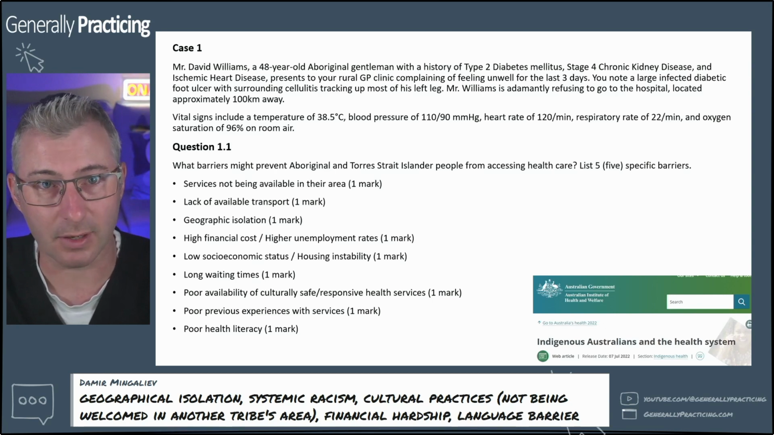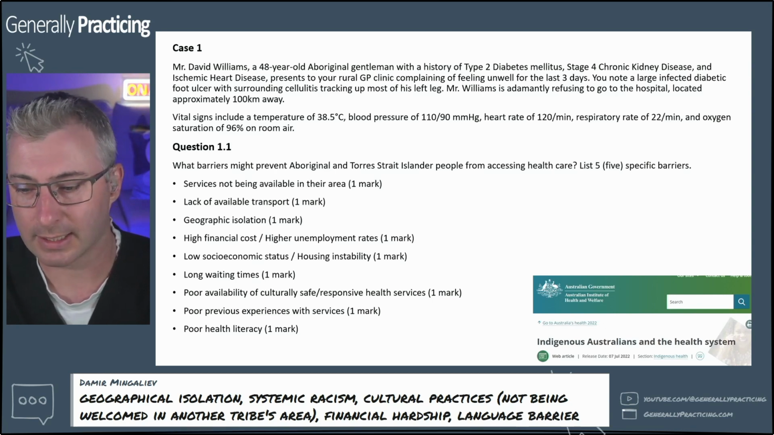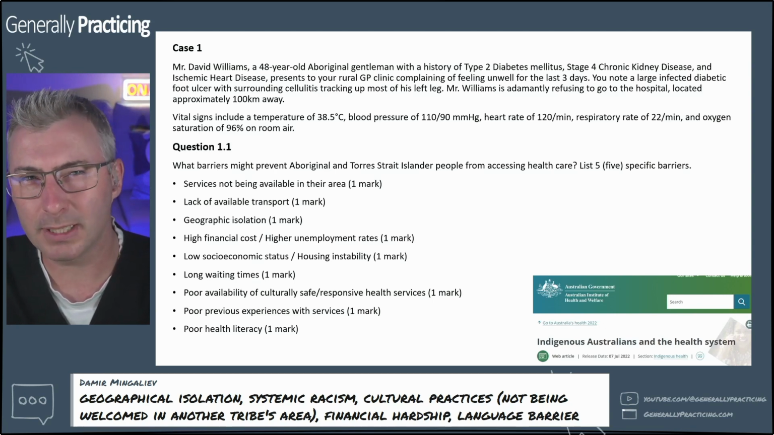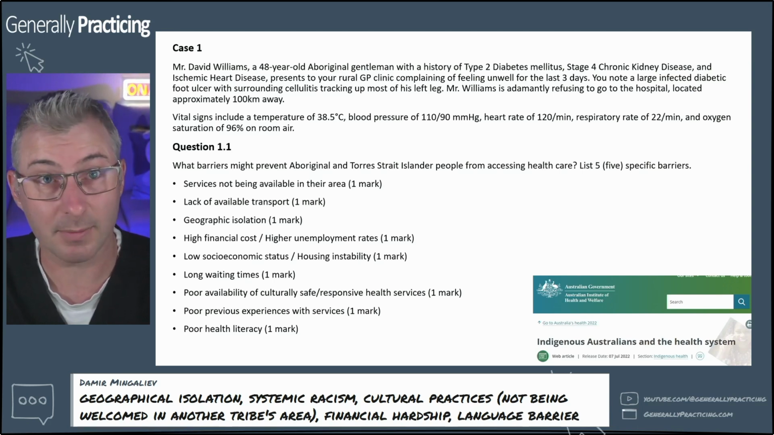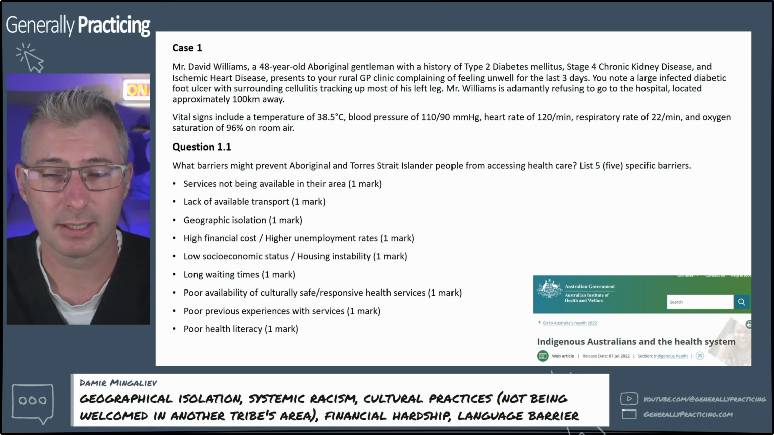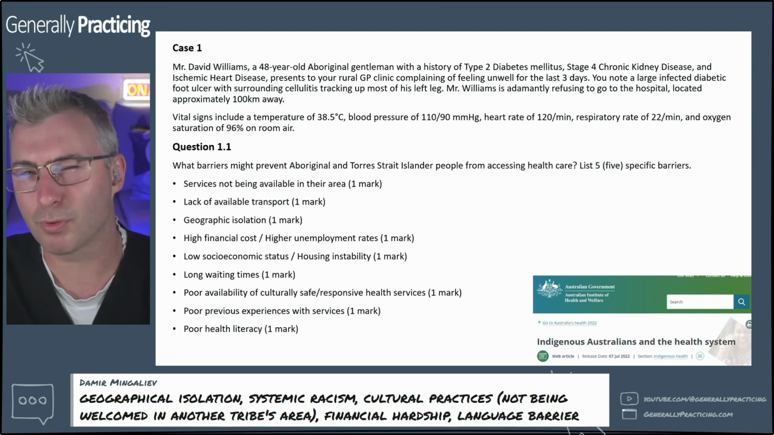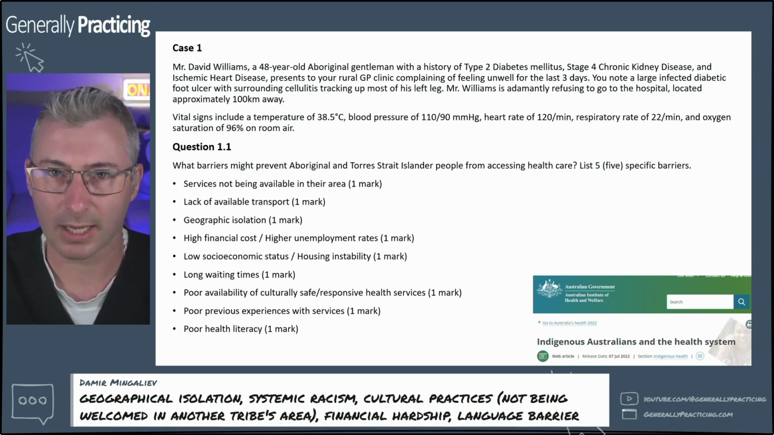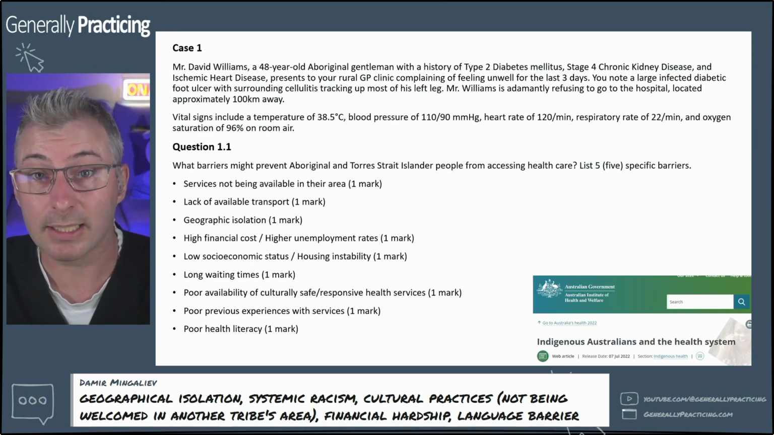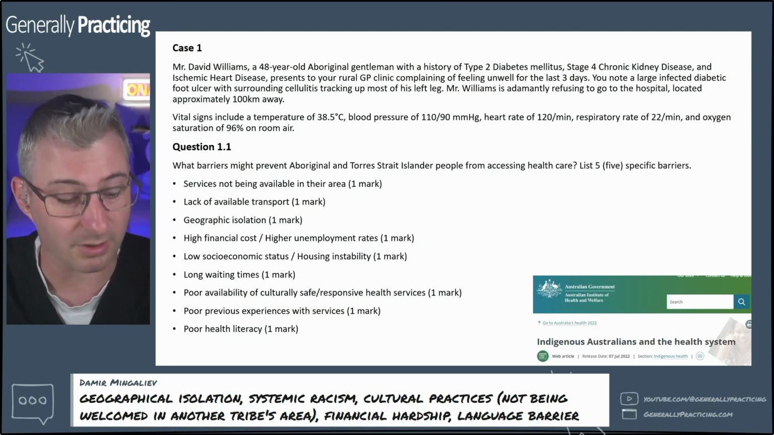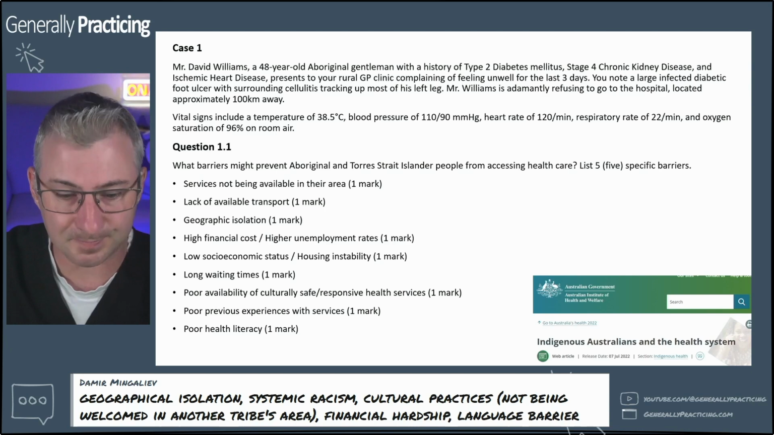Cultural practice not being welcomed in another tribe's area could be a little bit risky, because there are some areas where that may be the case, but I think that would probably be minor. I would probably look for other answers on that one. Financial hardship, though, definite tick. And language barrier, yes, definitely a problem, and one that should probably be on this list as well. So very well done there.